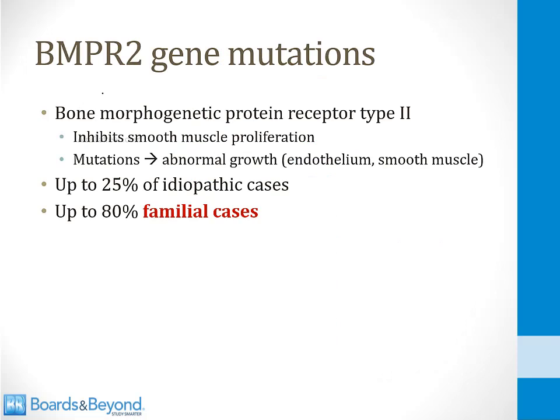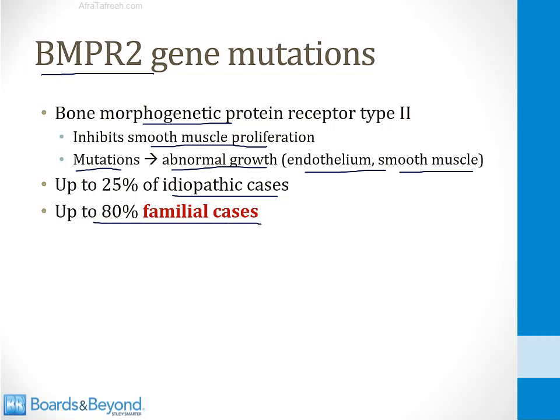Another high-yield thing to know about idiopathic PAH is that it is sometimes associated with gene mutations in a gene called BMPR2. That stands for bone morphogenetic protein receptor type 2. This gene codes for a protein that inhibits smooth muscle proliferation. So if it becomes mutated, you can have abnormal growth from abnormal smooth muscle proliferation. This can occur in the endothelium, in smooth muscle surrounding the vessels, and because you have excess growth, that can start to narrow the lumen and cause an increase in PVR. Mutations of this gene are seen in up to a quarter of idiopathic cases of PAH, and there are rare familial cases of idiopathic pulmonary arterial hypertension, and up to 80% of these familial cases have a mutation in this gene associated with the disorder.